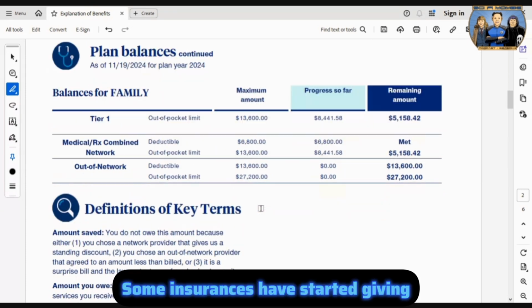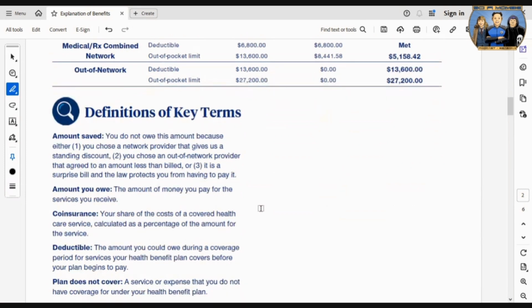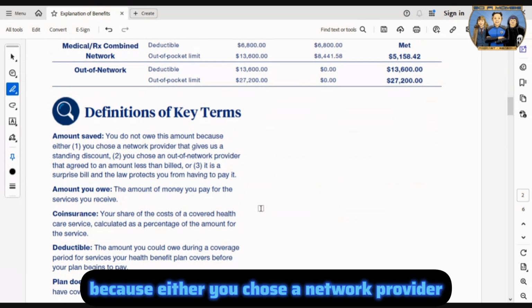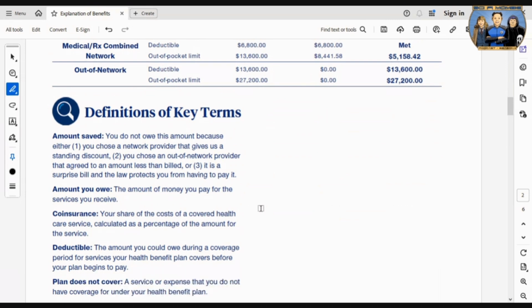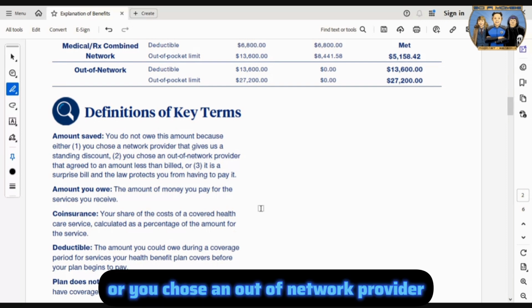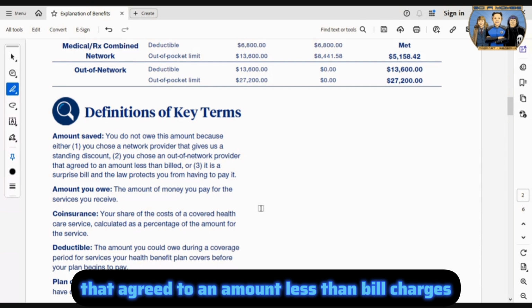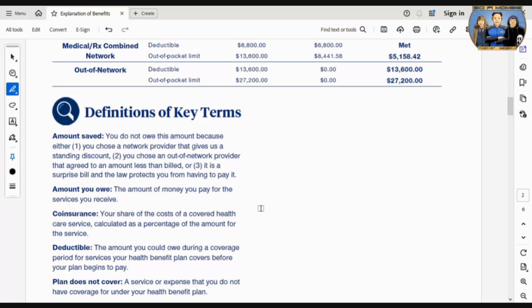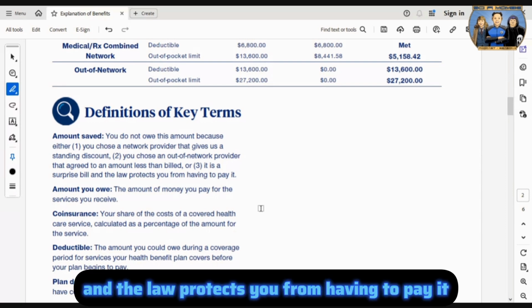Some insurances have started giving very helpful definitions. So, amount saved. You do not owe this amount because either you chose a network provider who took a discount, or you chose an out-of-network provider that agreed to an amount less than billed charges, or it's a surprise bill and the law protects you from having to pay it.